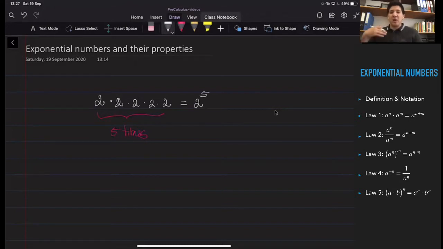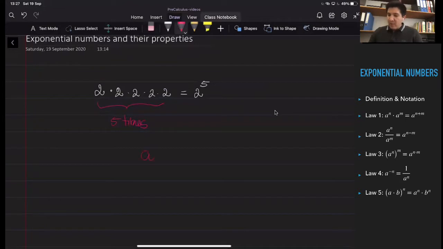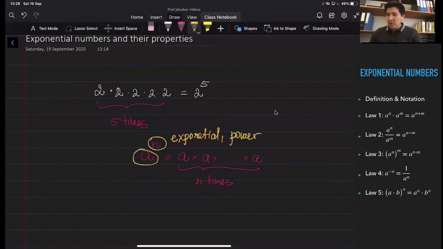So the multiplication of a number by itself 5 times can be written as this number to the power of 5. In general, we write a to the power of n as the multiplication of a by itself n times. Here we introduce some notation: n is going to be the exponent, or the power of the number, and a is going to be called the base.